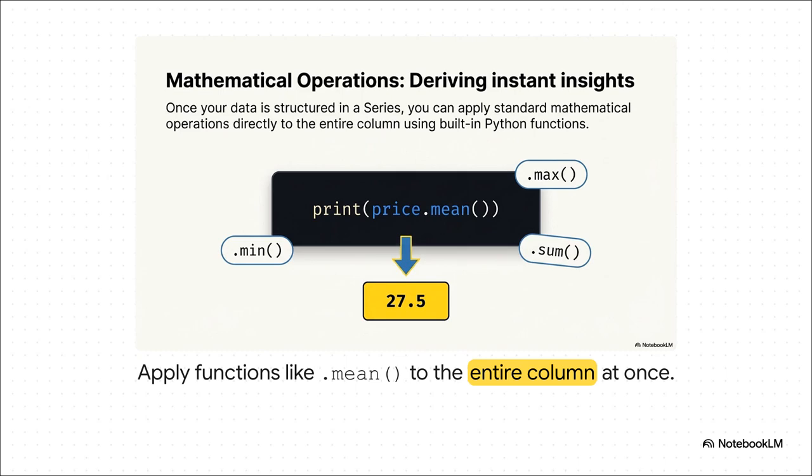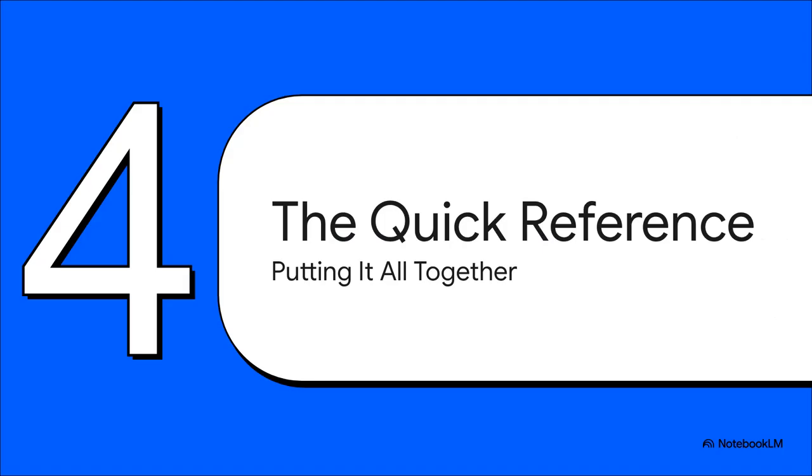And this is the real payoff. Once you have a series, you can apply these powerful functions directly to it. You want the average price? Just call .mean. Need the highest or lowest value? Use .max or .min. The calculation is applied to the entire column instantly, giving you a result like 27.5. No loops, no fuss.